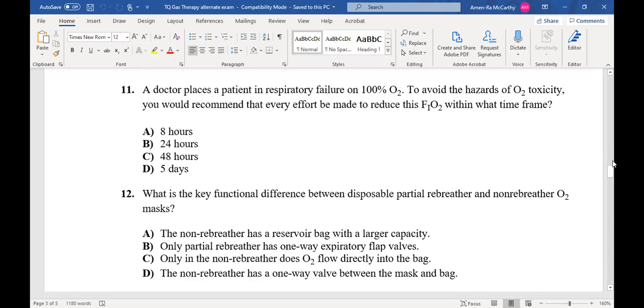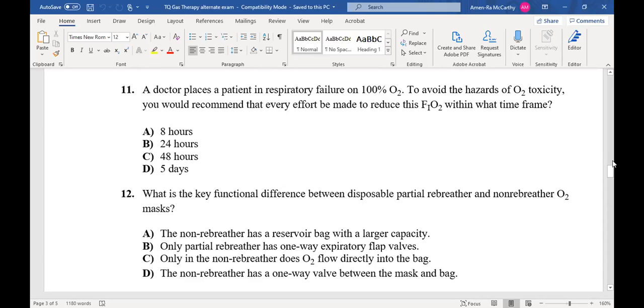Okay, if it's over 50% for over 24 hours, that's when you start getting into toxicity, right? Or if it's 100% and you have an obstruction, then you get an absorption atelectasis, stuff like that. So 100% for less than 24 hours is always okay. But at 24 hours, we need to start getting this oxygen down, okay? We don't want to have it on there for greater than 24.